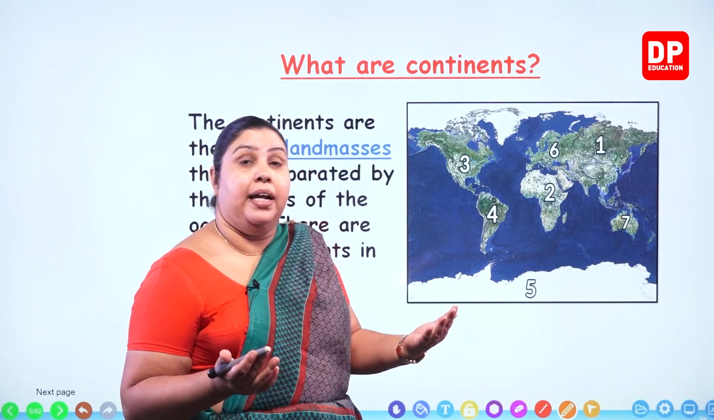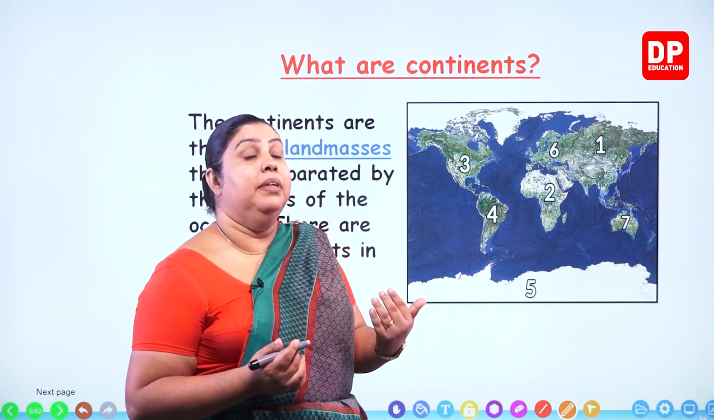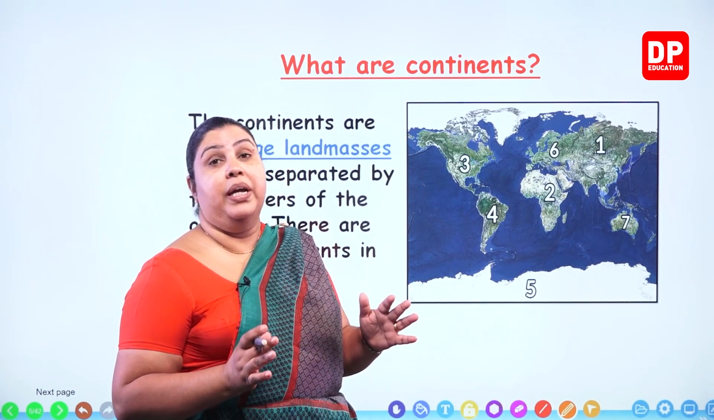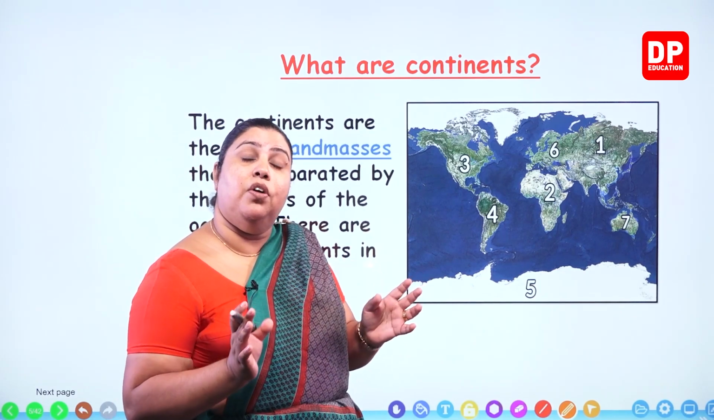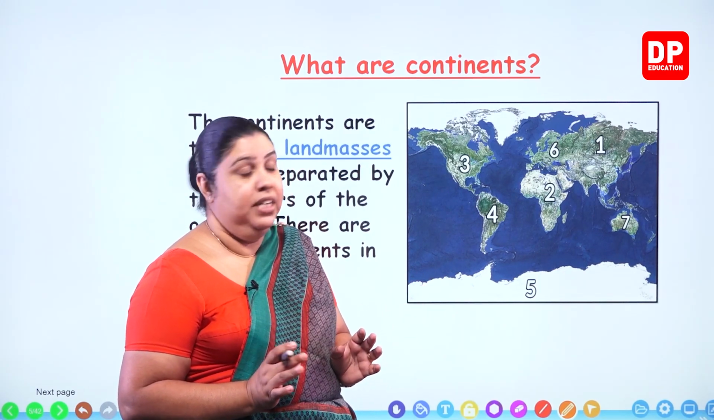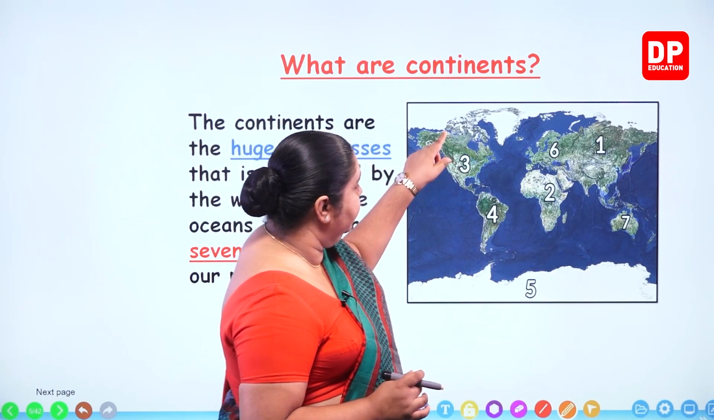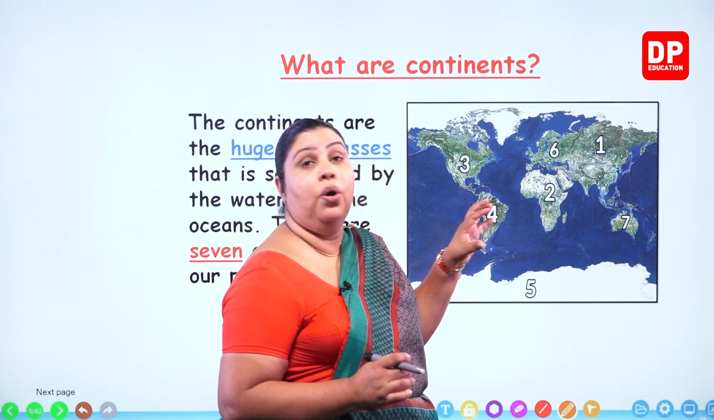In our lesson number 2 part 1, we spoke about planet Earth and I told you at that time that 70% of our planet is covered in water. So these are those parts which are covered in water and these green color parts are those continents.